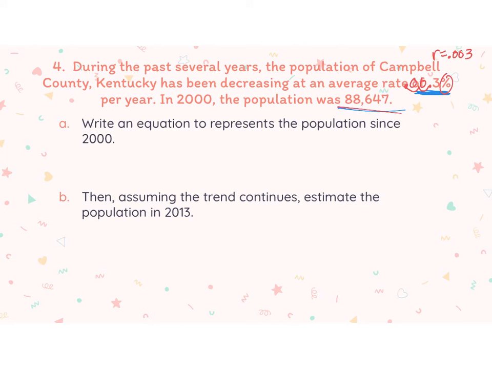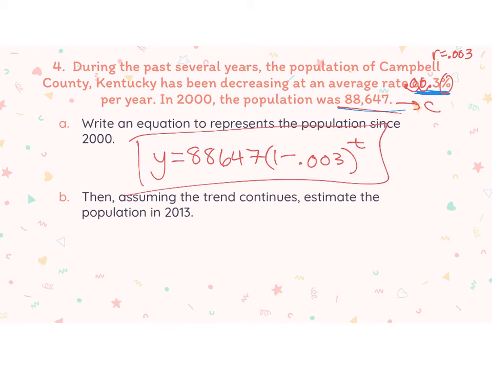And then in 2000, you've got 88,647, that's going to be your C. So my equation looks like y equals 88,647 times 1 minus 0.003 raised to the t power. That's my standard equation for that situation. Now, I want to estimate, assuming the trend continues, estimate the population in 2013. So this was 2000, now I'm looking at 2013.